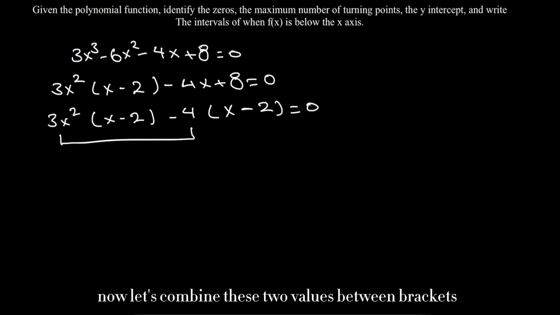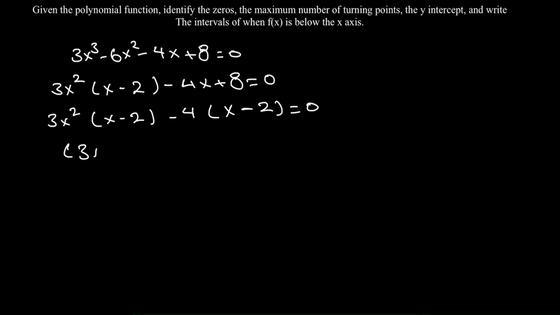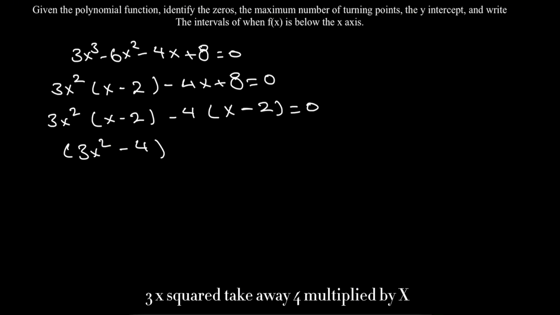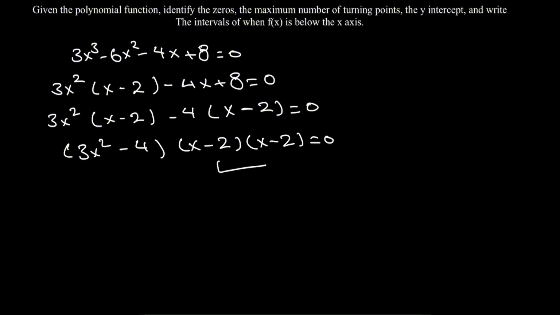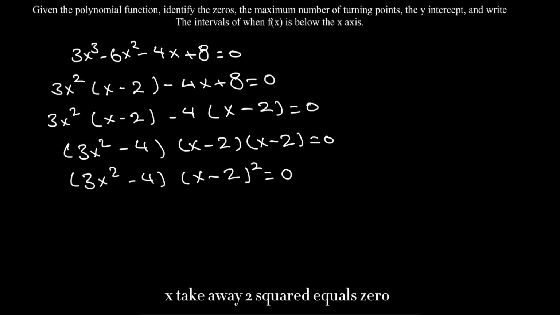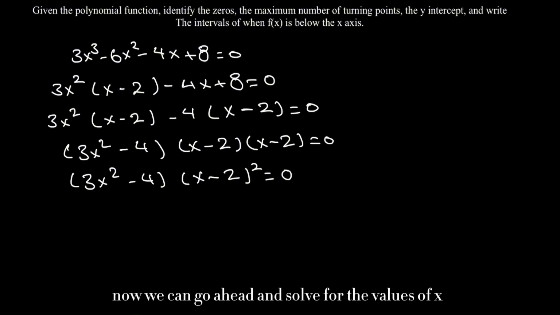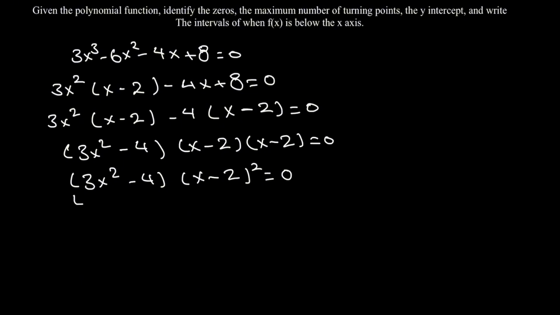Now let's combine these two values between brackets: 3x squared take away 4, multiplied by x take away 2, multiplied by x take away 2. Now we have two of the same brackets. We can write them like this: x take away 2 squared equals 0. Now we can go ahead and solve for the values of x.